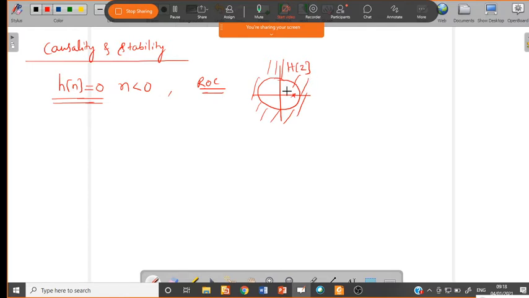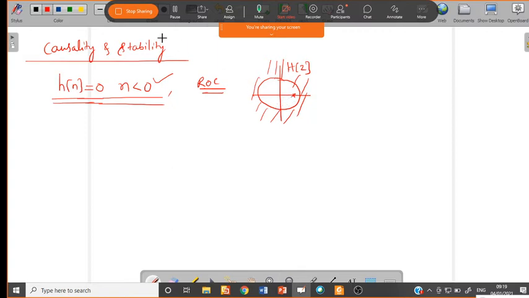So then we can say this is a causal system. Alternatively, we can say that if h of n is 0 for n less than 0, then also we can say that it is a causal system. And even we can say, if the ROC exists outside the outermost pole, so greater than the outermost pole, then we can say it is a causal system.